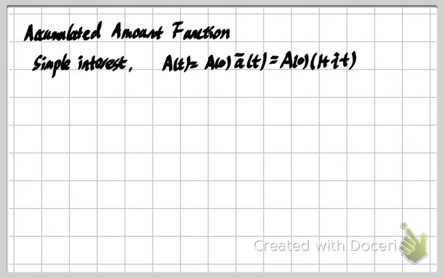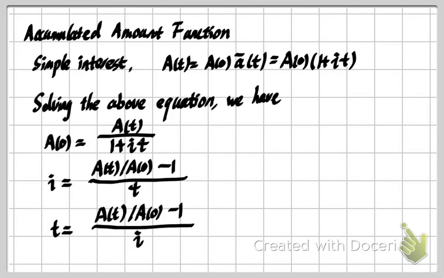The initial amount A0 is equal to the terminal amount AT divided by the sum of 1 and I times t. For the simple interest rate, I is equal to AT divided by A0 minus 1, then the whole thing divided by t. And for the time t, the numerator is still the same as in the formula for I. The only difference is that we now divide by I instead of t to get our time t.